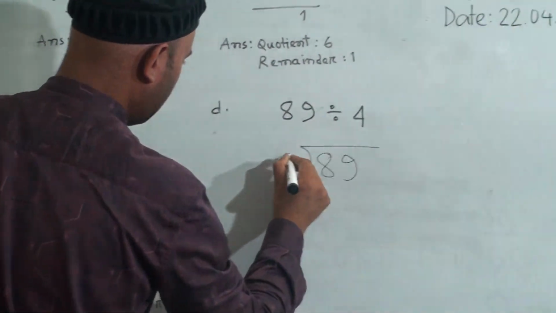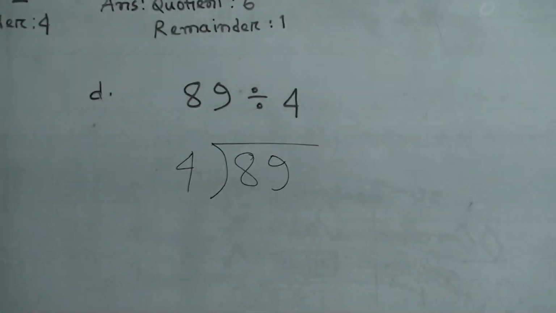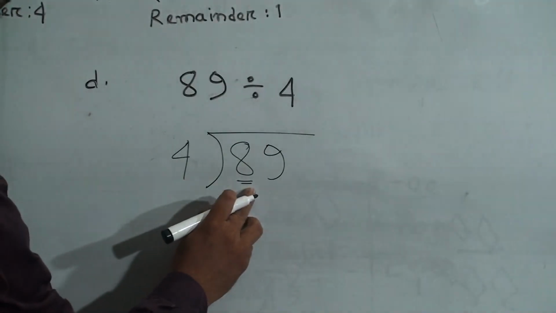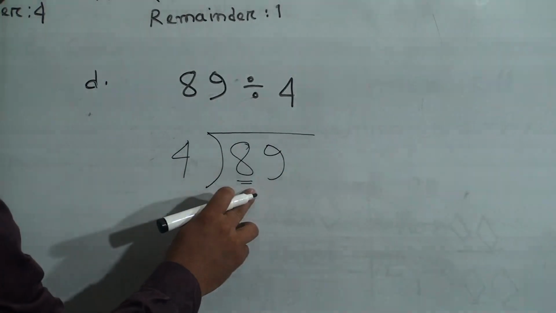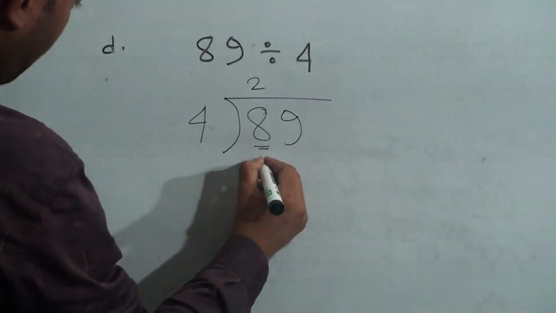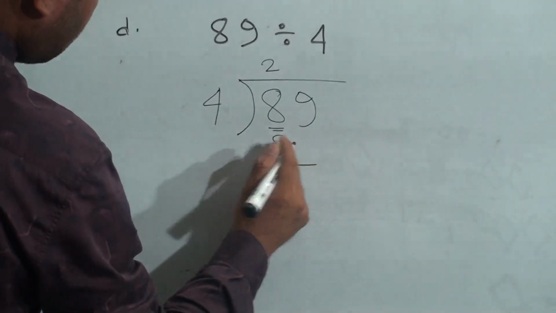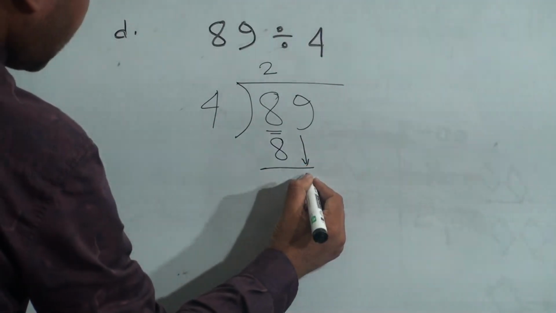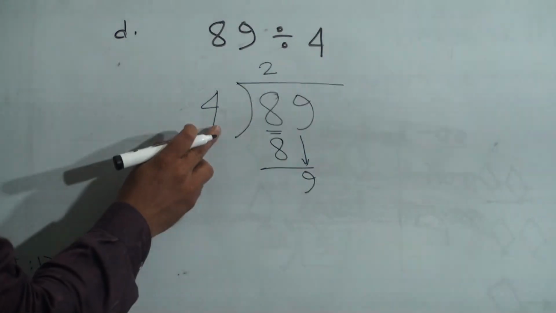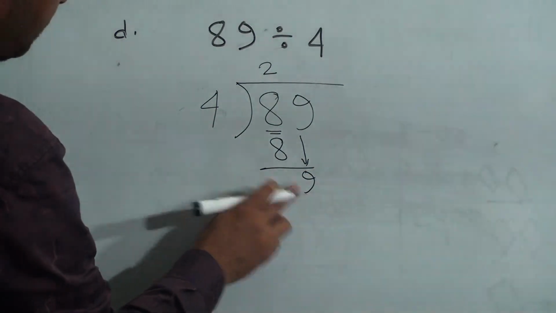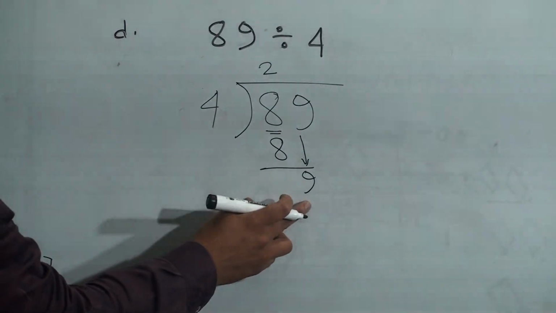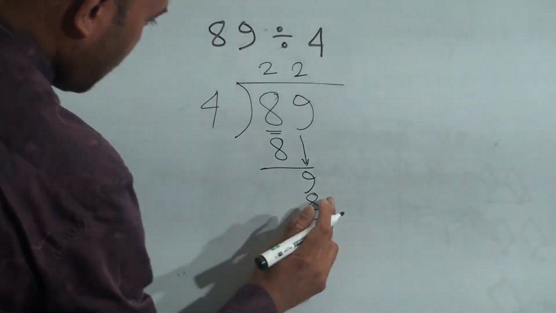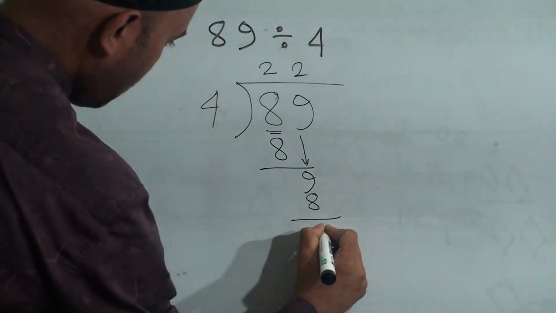Now the last question, 89 divided by 4. Similarly, first of all, you have to use the first digit, 8. How many times does 4 go into 8? 4 twos are 8. Then subtract 8 from 8. There is no remainder, and bring the next digit 9 down here. Now again 9 and 4. How many times does 4 go into 9? 4 twos are 8, and subtract 8 from 9, it will be 1.